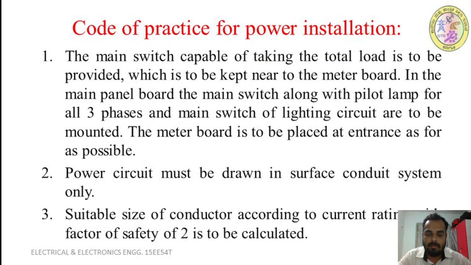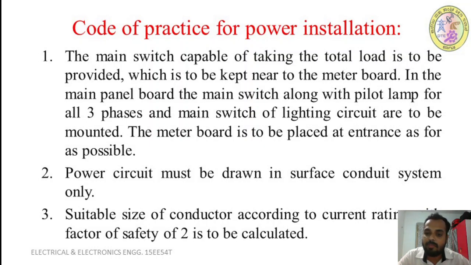Let's see the code of practice for power installation one by one. First, a main switch capable of taking the load current is to be provided, which is to be kept near the meter board. It means that for all the loads installed in the workshop, the main switch has to be installed. That main switch has to be capable of taking the full load of the workshop and has to be placed near the meter board. In the main panel board, the main switch along with pilot lamps for all 3 phases and a main switch for the lighting circuit are to be mounted.